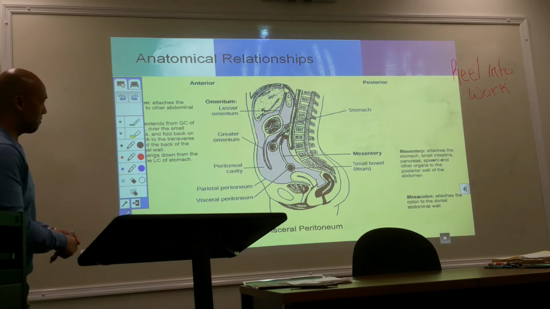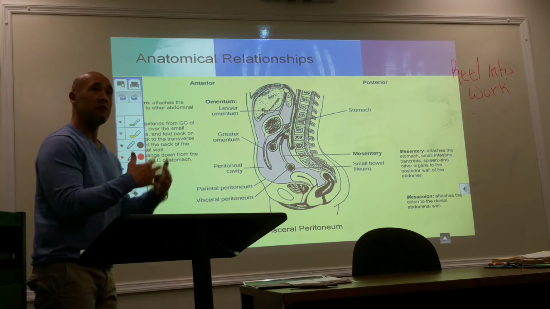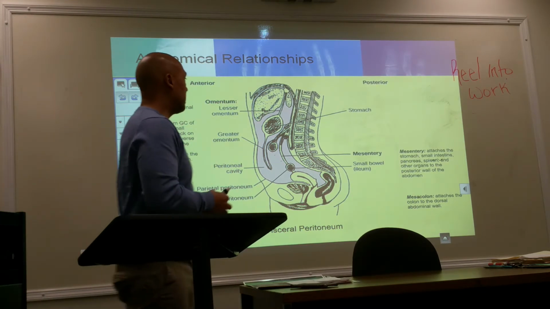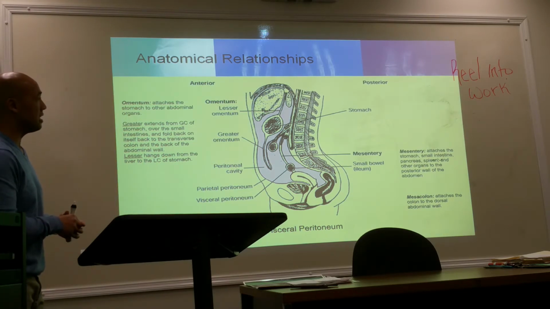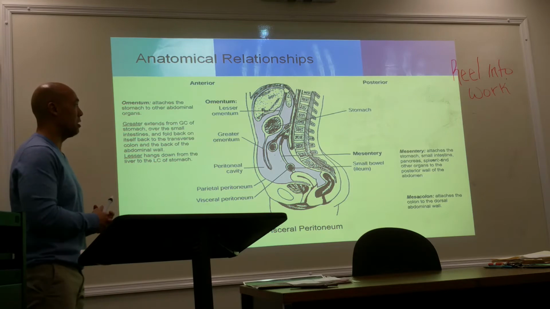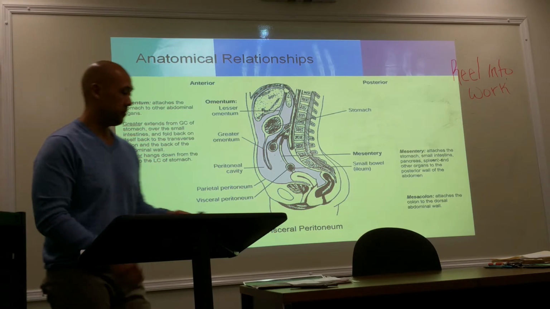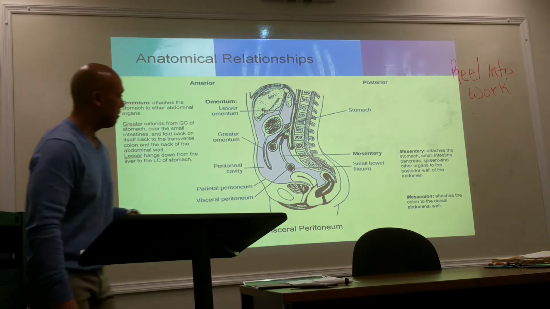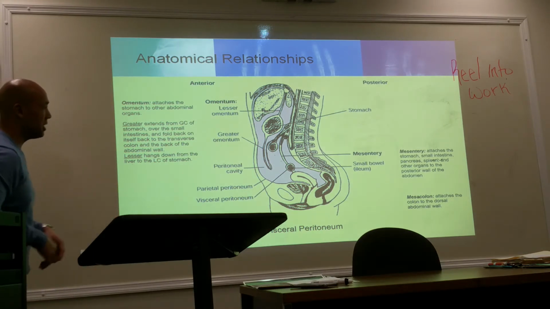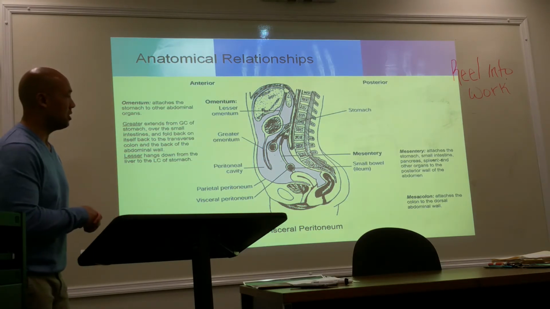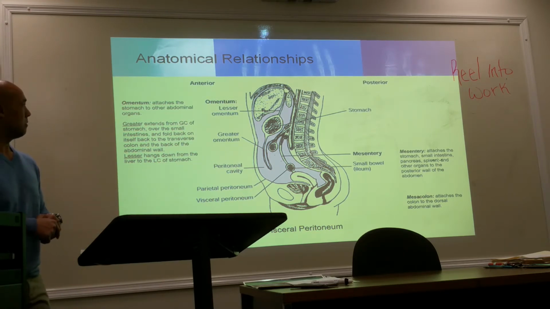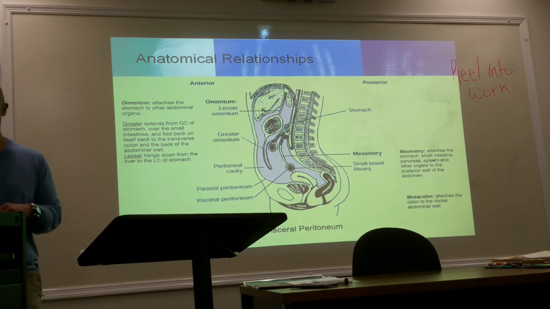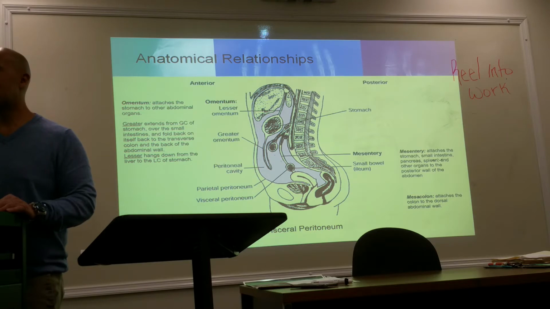Now the mesentery, also the peritoneum, is double folded. The mesentery attaches the stomach, the small intestine, the pancreas, spleen, and other organs to the posterior wall of the abdomen. And then the mesocolon attaches the colon to the dorsal, again, the backside of the abdominal wall. Questions so far?